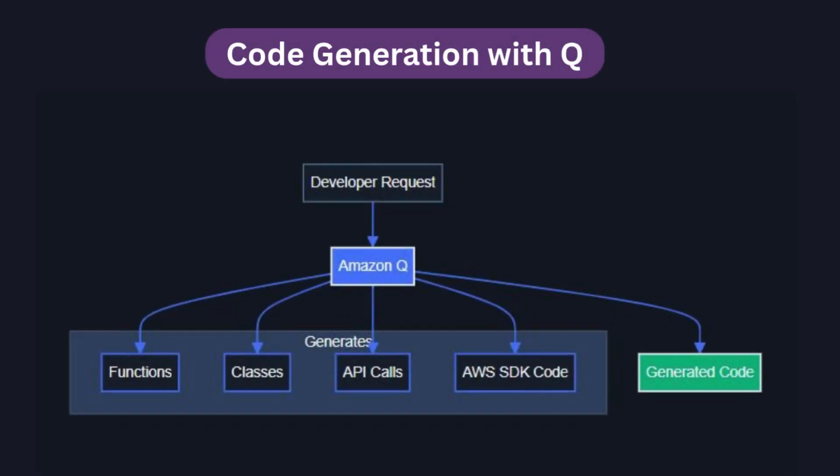Next, let's look at code generation with Q. Amazon Q allows you to generate code using simple comments or prompts. You can describe what you want, and Q will generate the implementation. It can create functions, classes, API calls, and AWS SDK code while following your project's coding style.